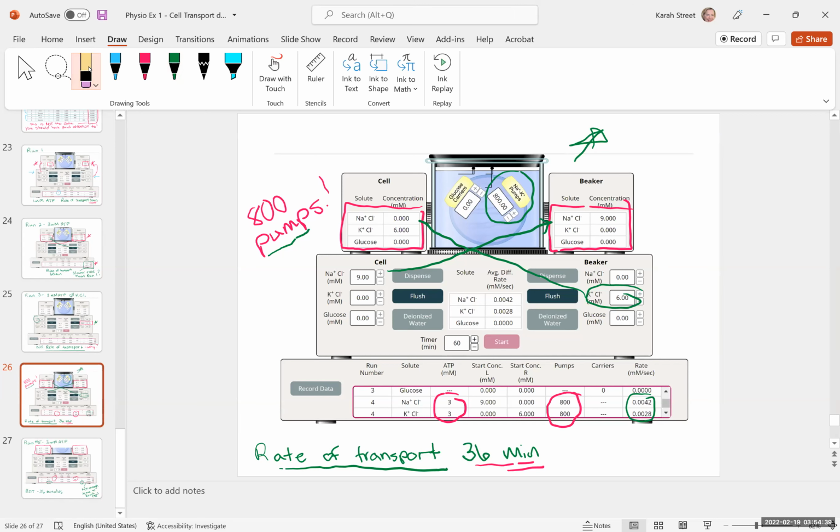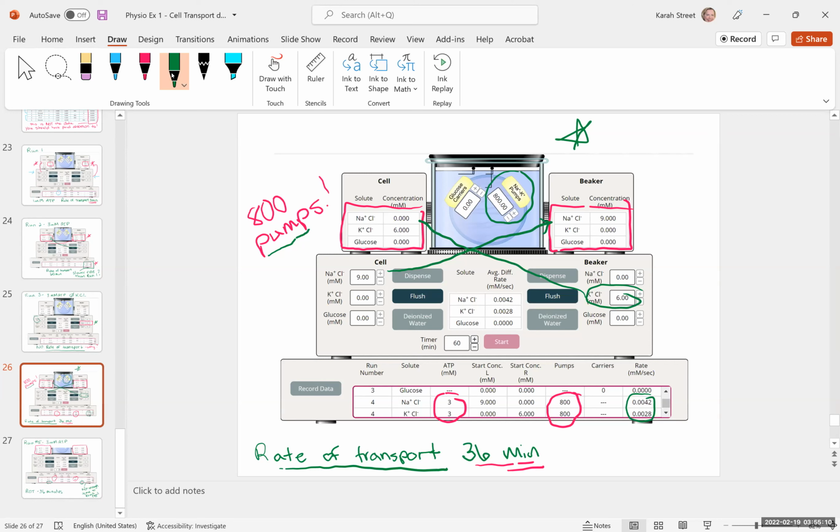Oh, that's a very sad star. Let's do that again. It's the number of carriers that is the rate limiting factor. In this case, the number of pumps. You increase the amount of sodium potassium pumps, those pumps will be able to move your 3:2 sodium to potassium ratio much more quickly, assuming all the energy required is there.